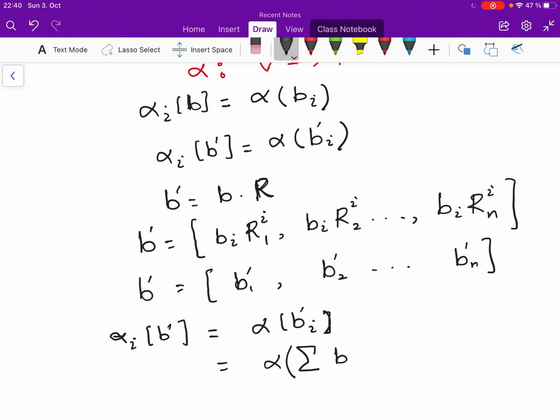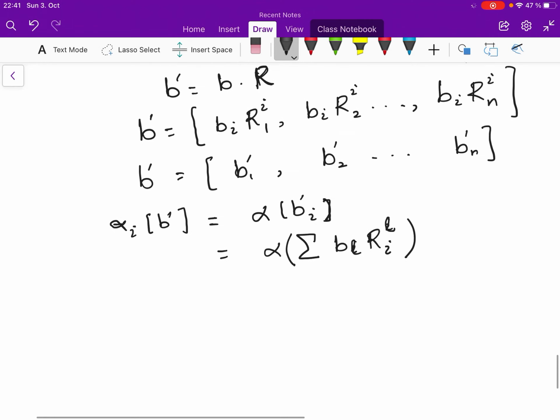like this, BI RI, and let me use this symbol J here or L here. This is L, this is L, because this will become summation, so I can use any symbol. And I will come here, this is from the previous equation, equation 1.